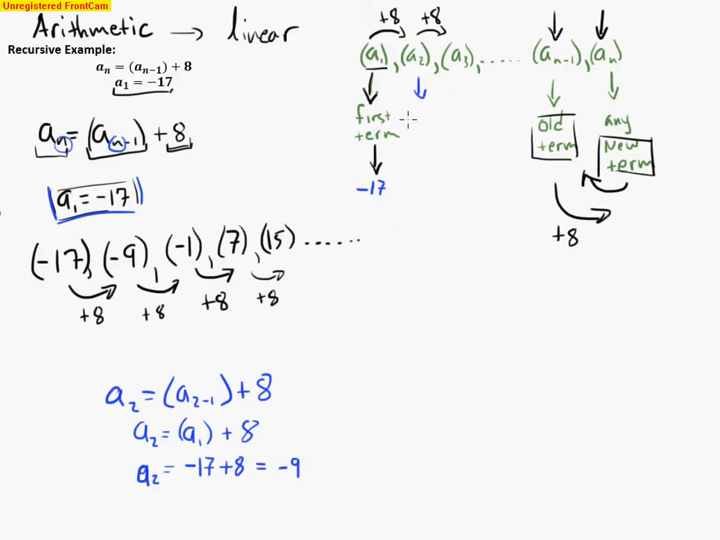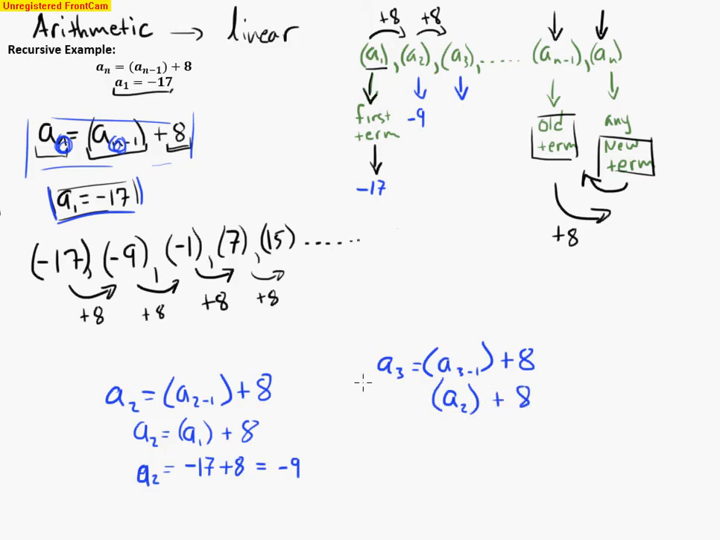Now, I'm looking for a3, so I'm going to go ahead and look for a3. This guy now becomes 3, and this guy becomes 3. So I have a_(3-1) plus 8 from this equation right here. Then, 3 minus 1 is 2, so that turns into a2. But I just found out what a2 was. a2 is this number. So now I put negative 9 here plus 8. And that's going to give me a3 equals negative 1.